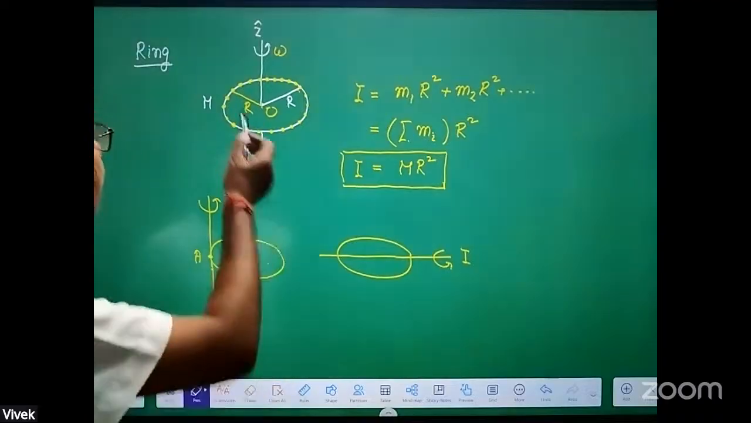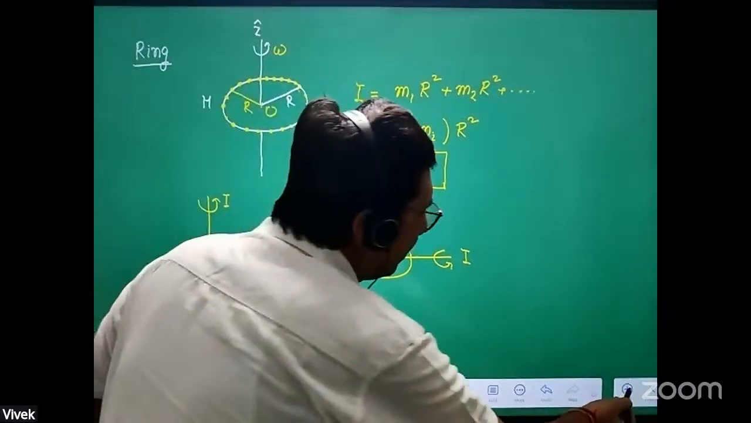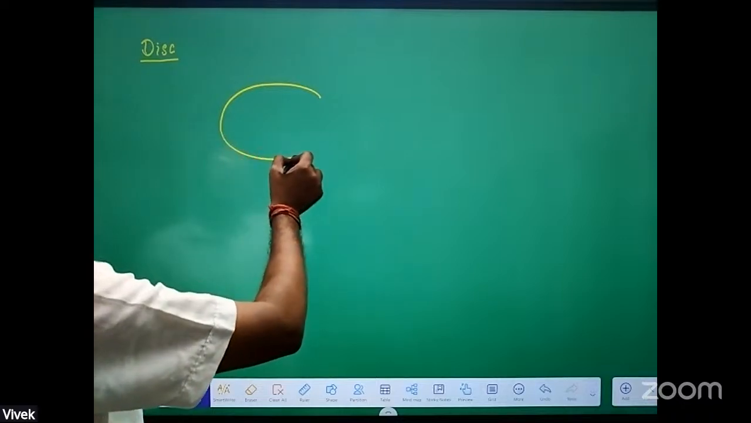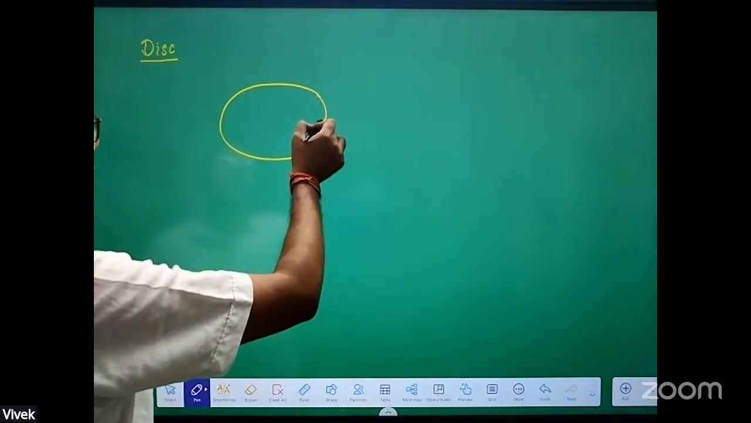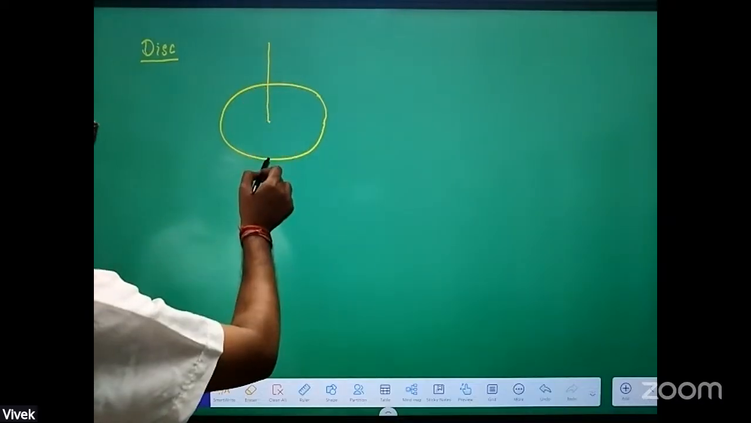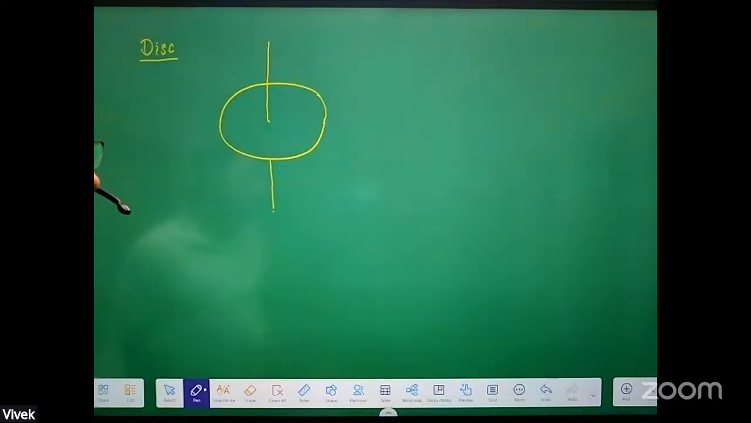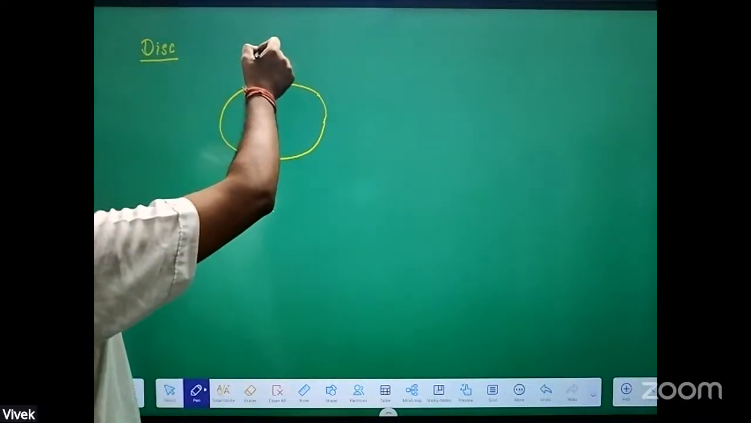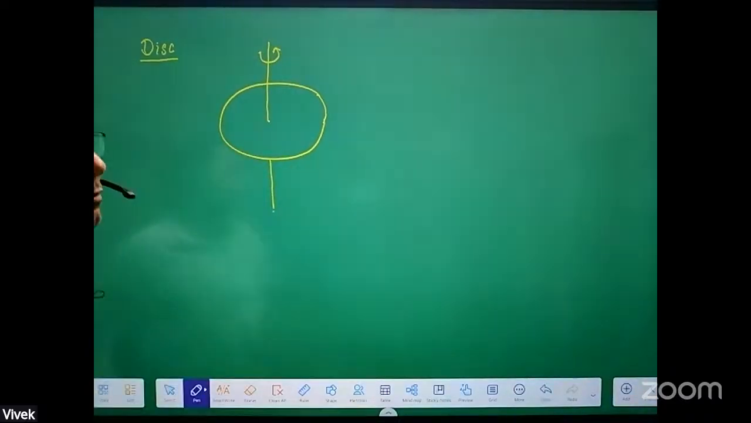If I look at the disk, this is the ring. If I look at the disk, this is a disk of radius r having mass m. This is a circular disk, okay? And it is rotating about this axis. What will be its moment of inertia? How to find out its moment of inertia?